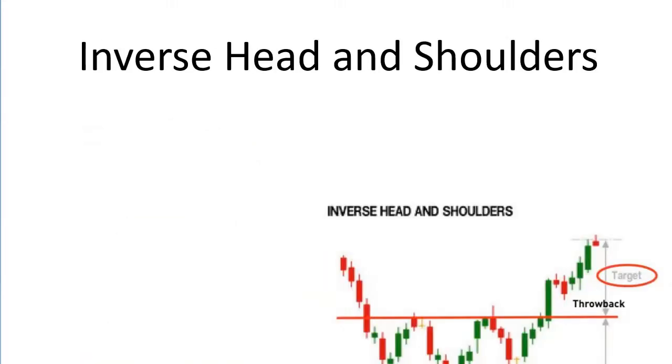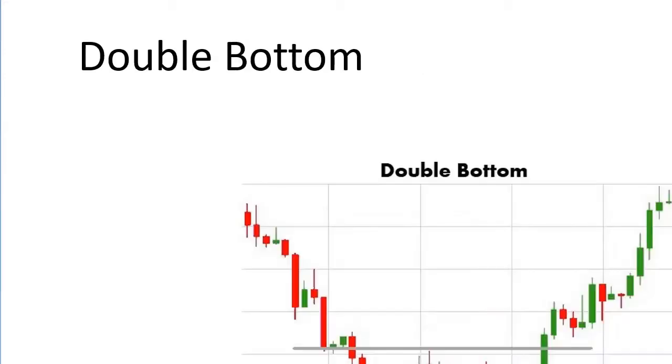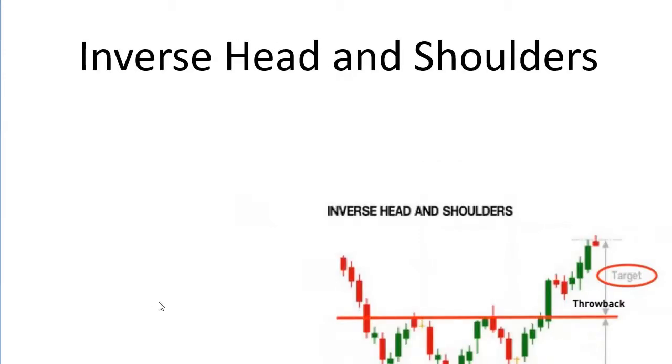Then there is the inverse head and shoulders. So obviously, it's pretty much the flip side of the head and shoulders, upside down. You've got support here, resistance there. So it pulls back, and then here's another neckline, it pulls back some more, here's another neckline, it pulls back, it comes up some more, and then it's going to break through. So that's pretty much how that works. Just think of the head and shoulders but flipped upside down, okay?